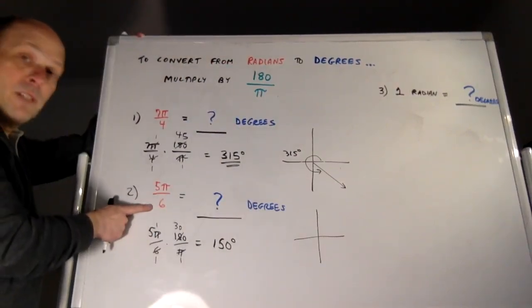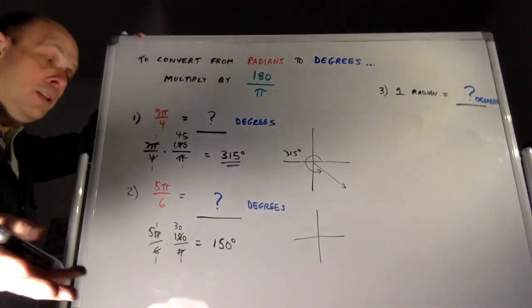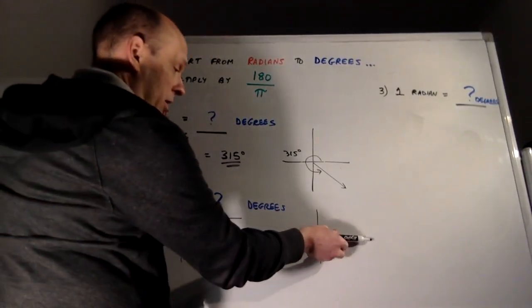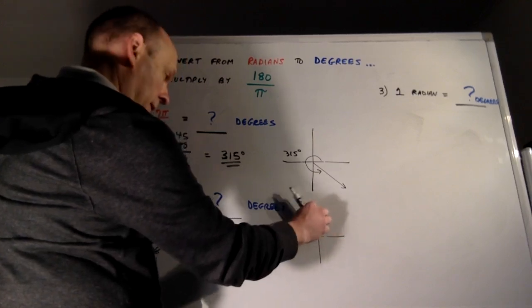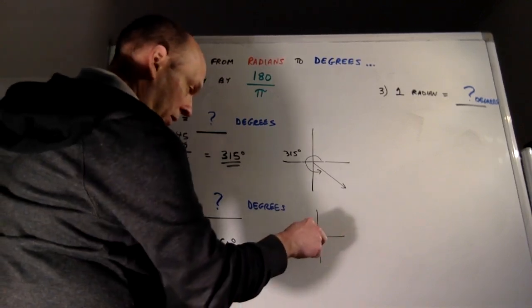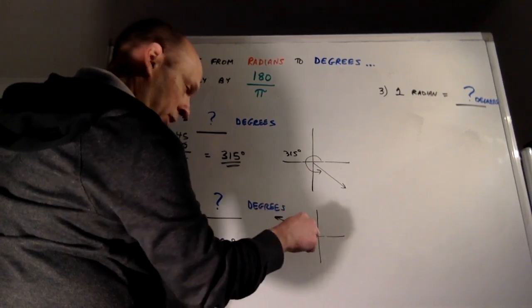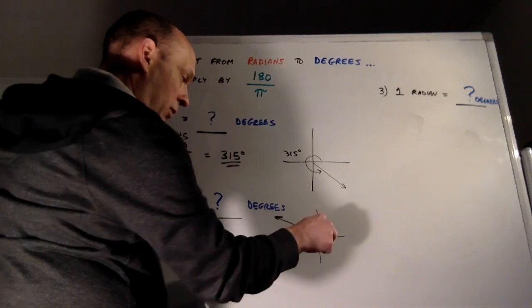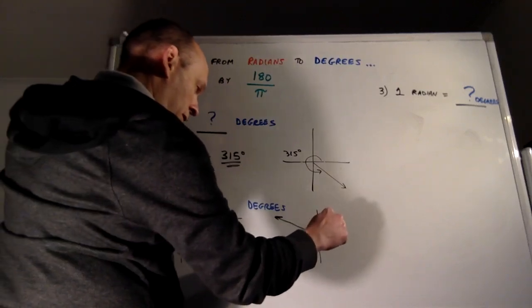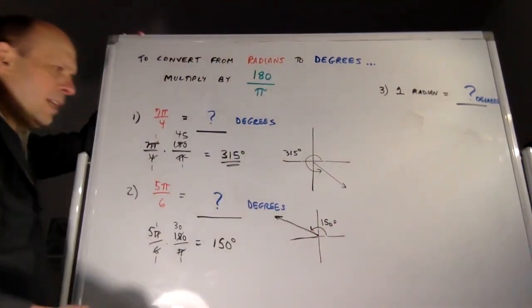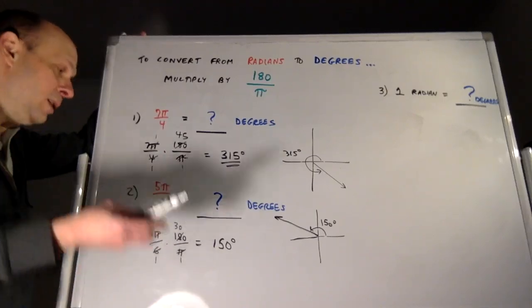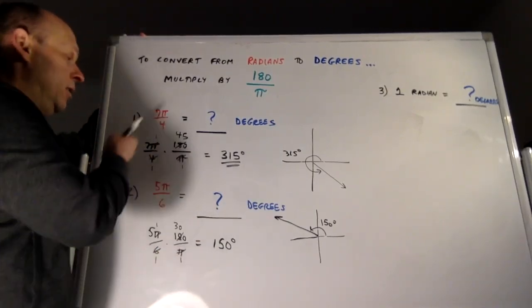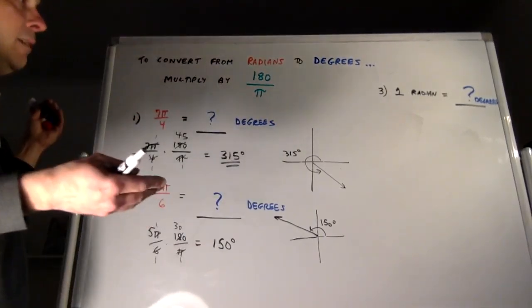So I can count by pi over 6s. So if we know pi over 6 is 30 degrees, I can go by pi over 6 each time. So there's 1 pi over 6, 2 pi over 6, 3 pi over 6, 4 pi over 6, 5 pi over 6. So we're pi over 6 away from the x-axis, in other words, 30 degrees away. So we know that's 150 degrees, right? So I think it's actually easier if you just draw the picture and count, right? But of course, you do need to know pi over 6 is 30. You need to know that pi over 4 is 45.